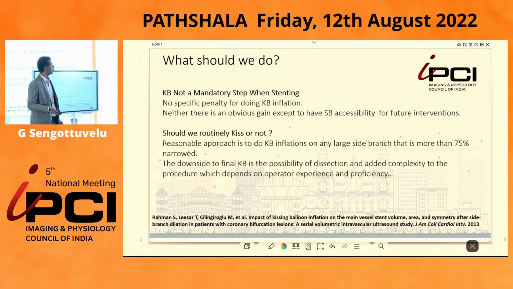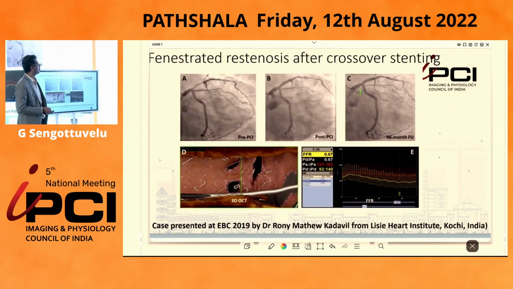So what do we do? Should we do a routine kiss? As of now, I think we don't have enough data to recommend kissing for all bifurcations, but there is no penalty for doing a kissing balloon routinely. In case it's needed, we can always have access for future interventions to that vessel. So routinely we should not kiss, but for any large branch such as left main, as you all initially said, I think we should do a kissing balloon.